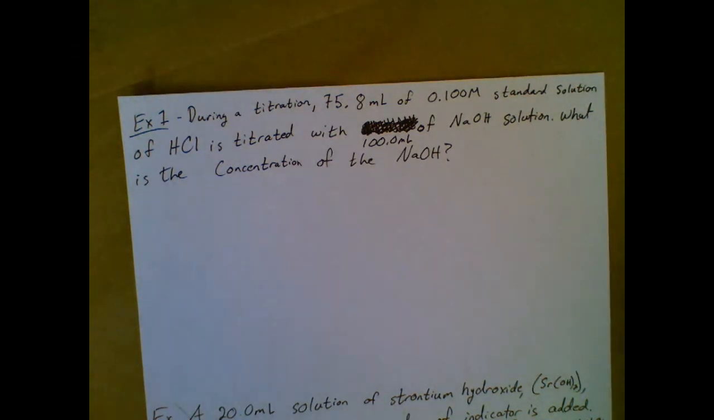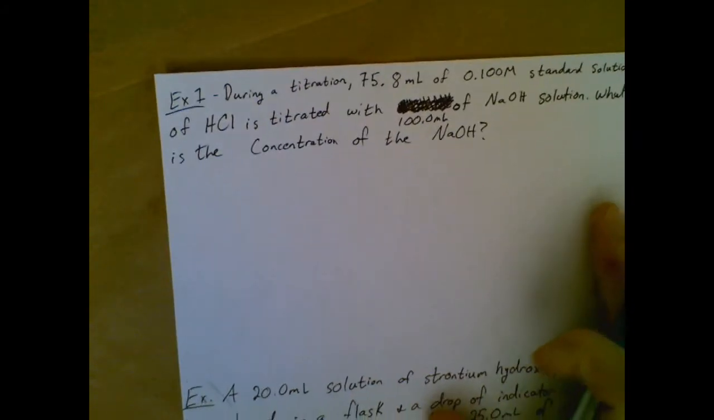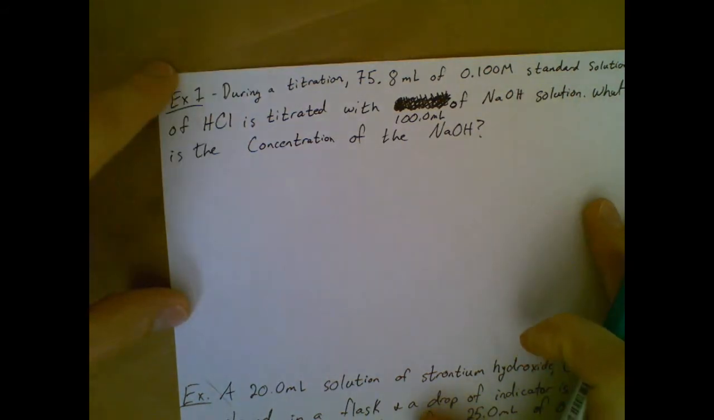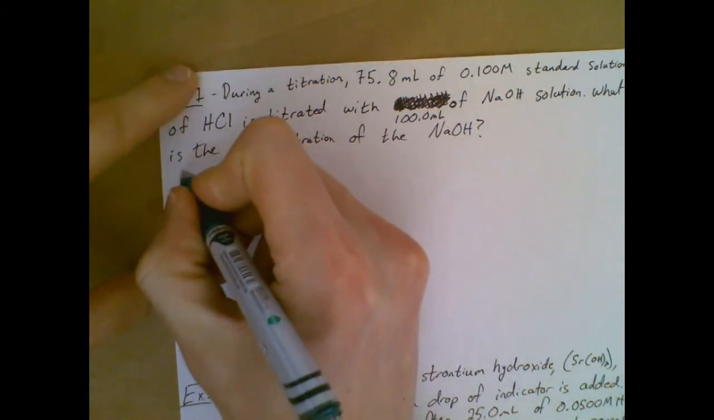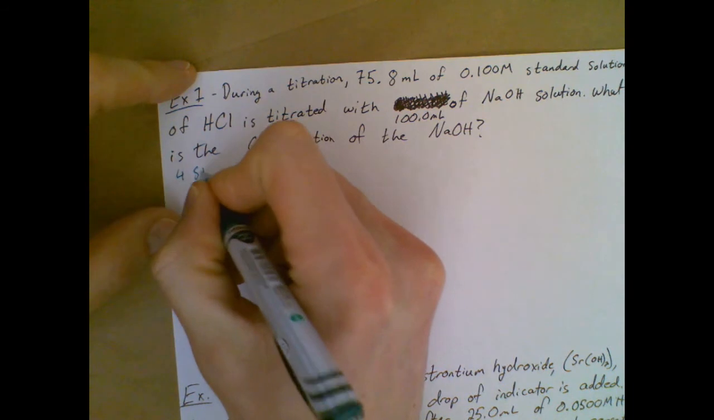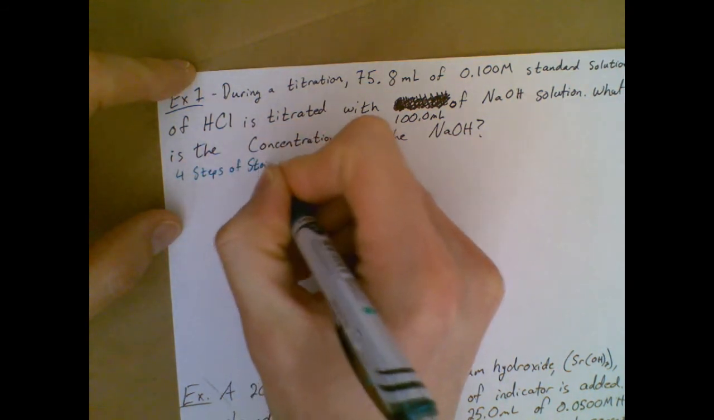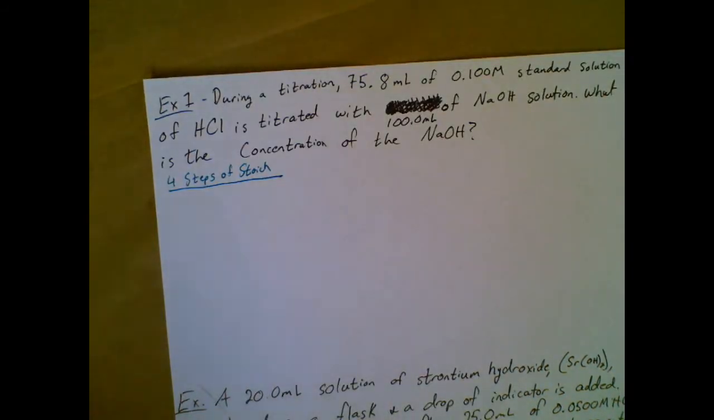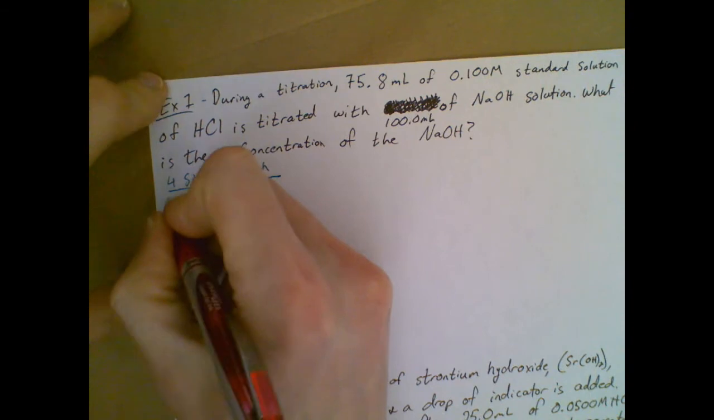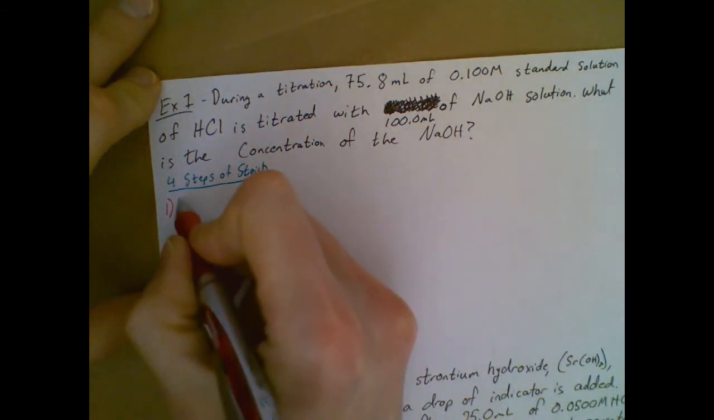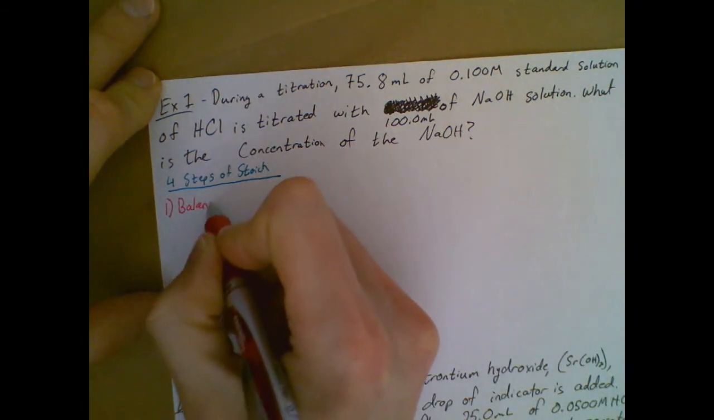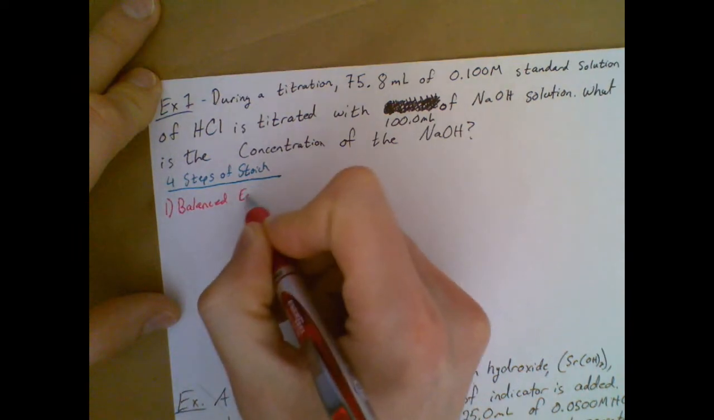All right, it's probably been a while since you've done a titration question. So let's just remind ourselves that a titration is nothing more than stoich. So we need to remember our 4 steps of stoichiometry so that we can do this properly. Step number 1. Whenever we're doing stoichiometry, your very first step always needs to be a balanced equation.